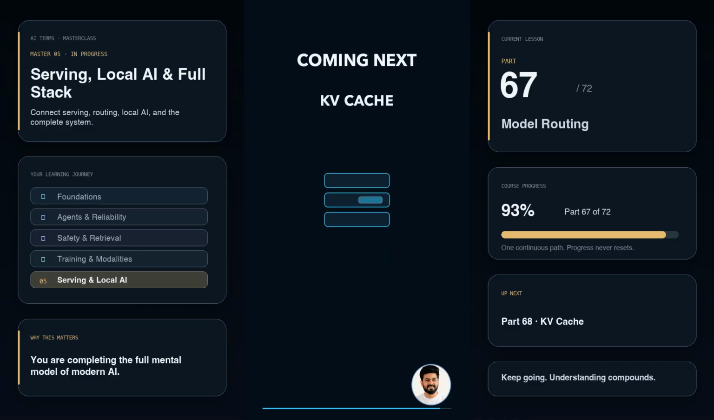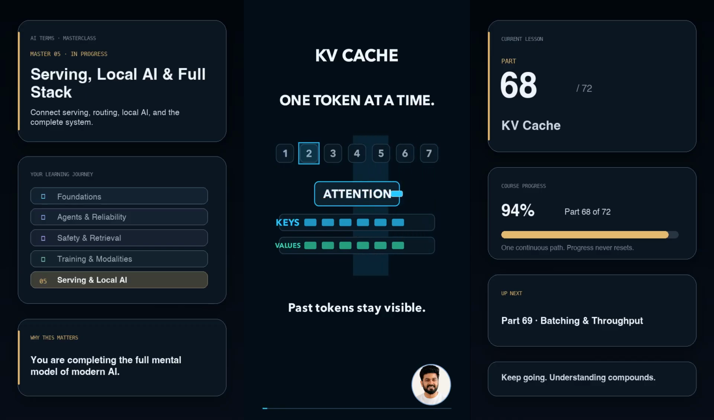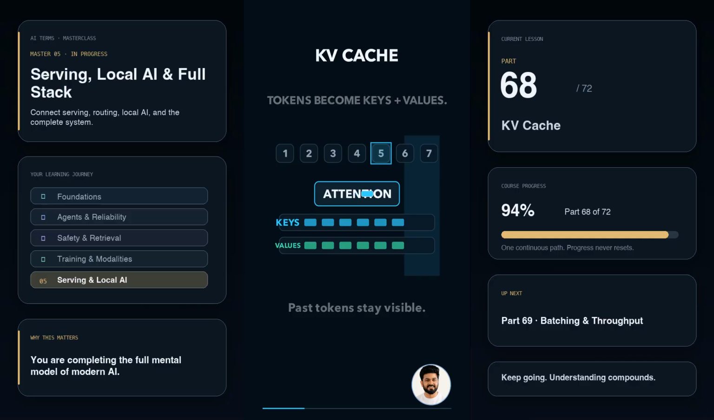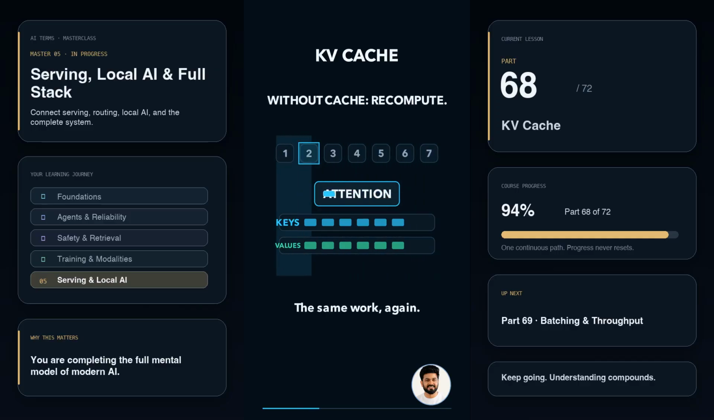Coming next, KV cache, storing attention state to continue faster. A language model writes one token at a time. For each new token, attention looks back at all earlier tokens. Inside attention, each earlier token produces a key and a value. Without a cache, the model would recompute those same keys and values repeatedly as the answer grows.